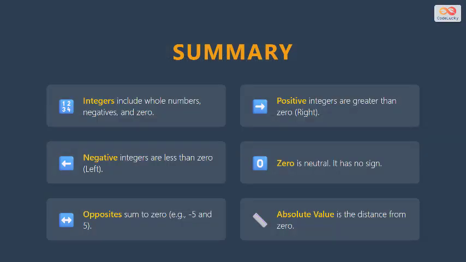Let's recap what we have learned. Integers include positive numbers, negative numbers, and 0. Positive numbers are to the right, and negative numbers are to the left. 0 is neutral. Opposites are the same distance from 0, and absolute value measures that distance. Understanding these basics is the first step to mastering algebra.